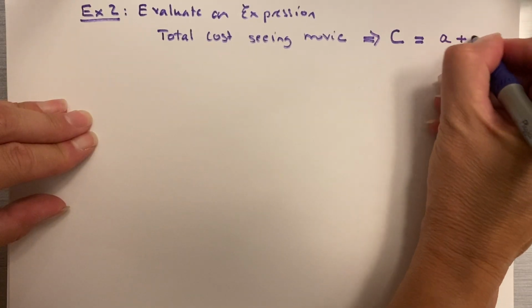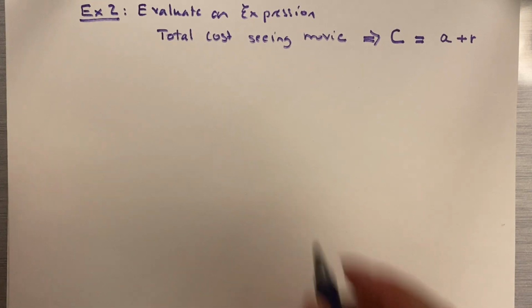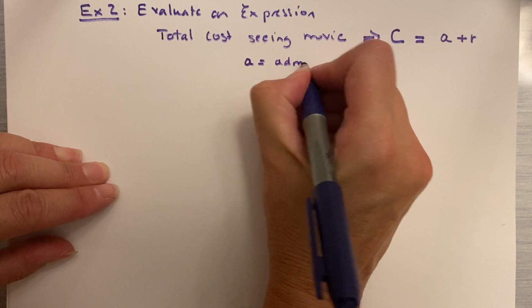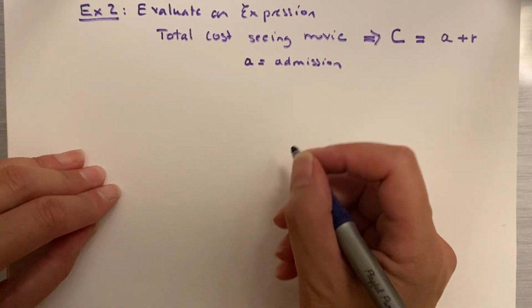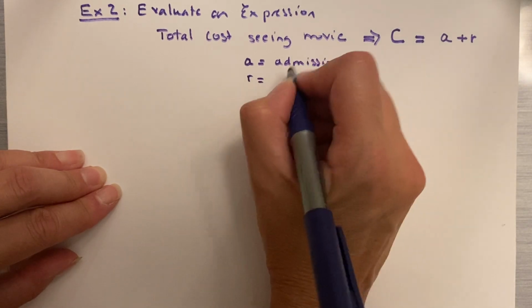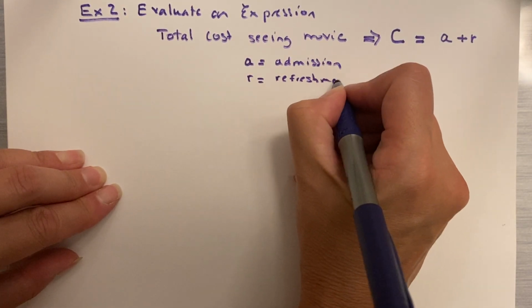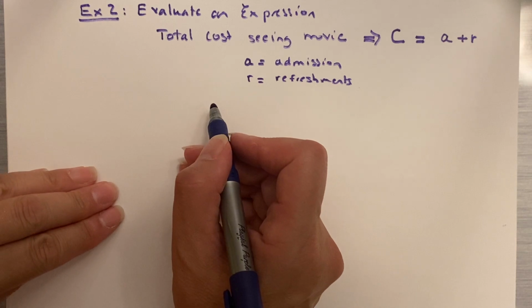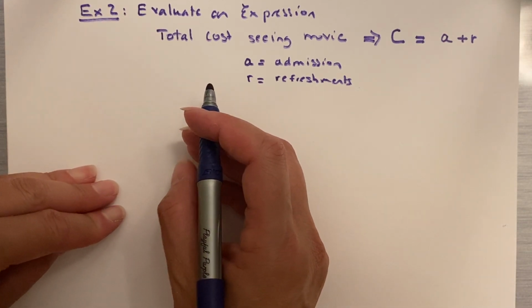So this is an algebraic expression, right? Where A is the cost of admissions, in other words, your ticket. And R is refreshments. In other words, what snacks you're going to get. And however much you pay is the total. Well, you can't evaluate this expression unless somebody tells you what this movie theater costs.